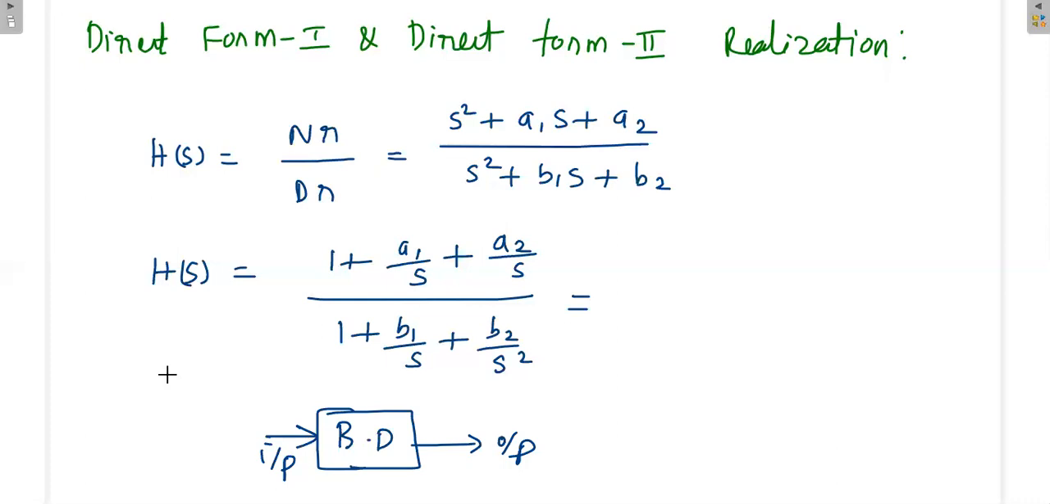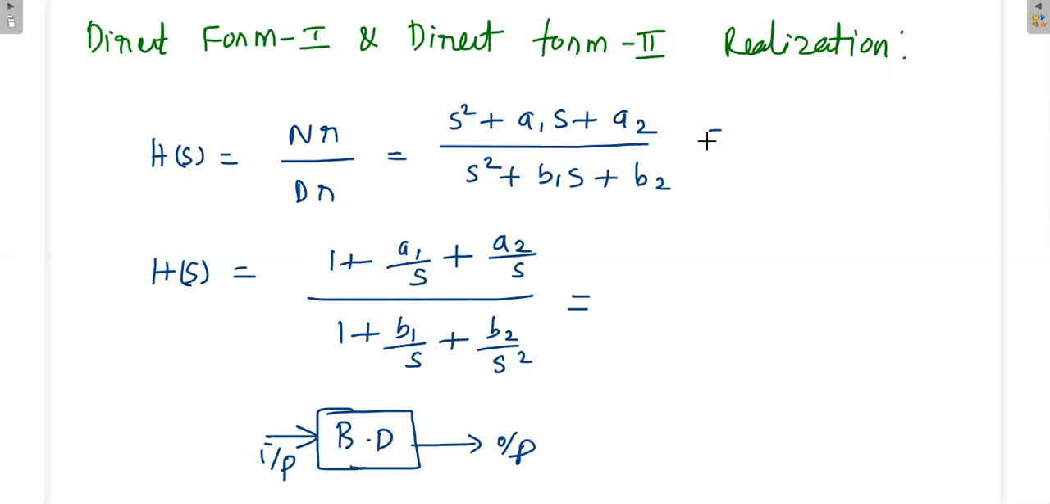Based on that choice, we will be getting either direct form 1 or direct form 2. For example, if you are using a separate integrator for the input side and a separate integrator for the output side, we will be getting the direct form 1 structure. Otherwise, if you are using a common integrator for both input and output, then you will be getting direct form 2.